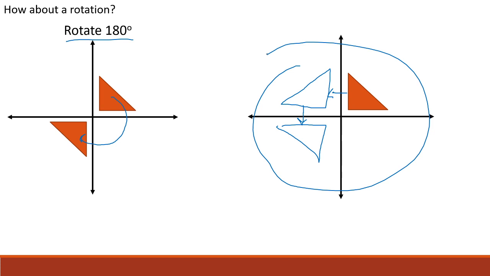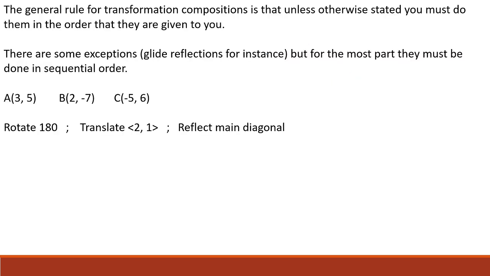Now, normally you're going to have to do a brand new composition. I'm not necessarily going to have you do 180 degrees as a composition of two reflections. I'm going to have you do something like this. We have 3 points here, and I'm going to give you 2 or 3 transformations to do. The basic way of doing this is to go one at a time through the list. So you start with A here, which is (3, 5).